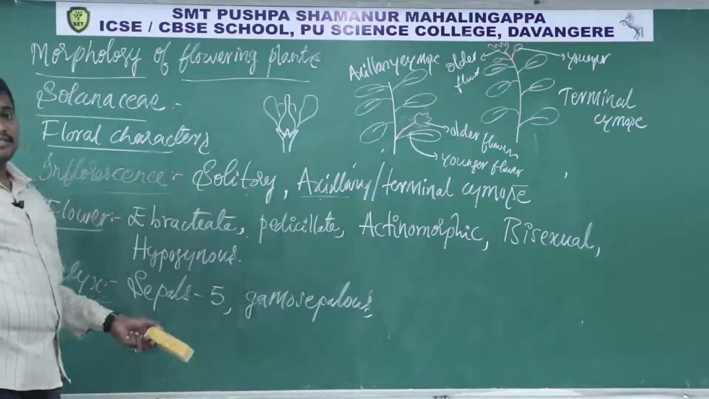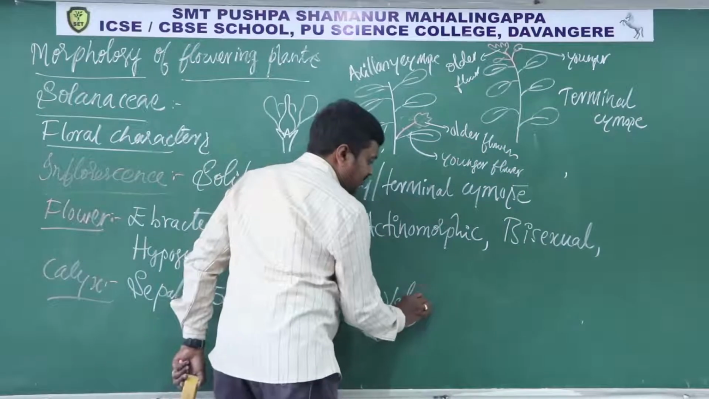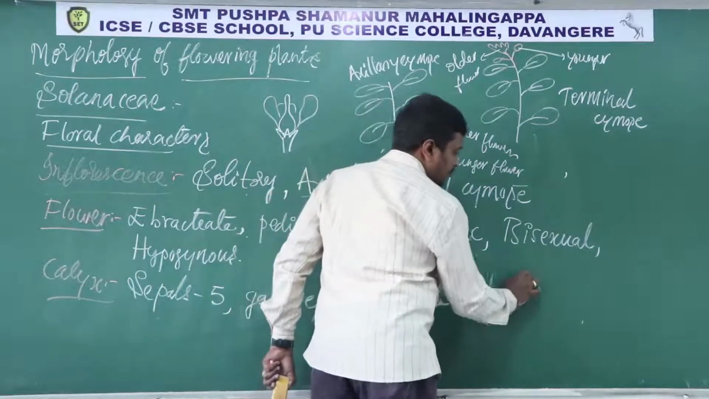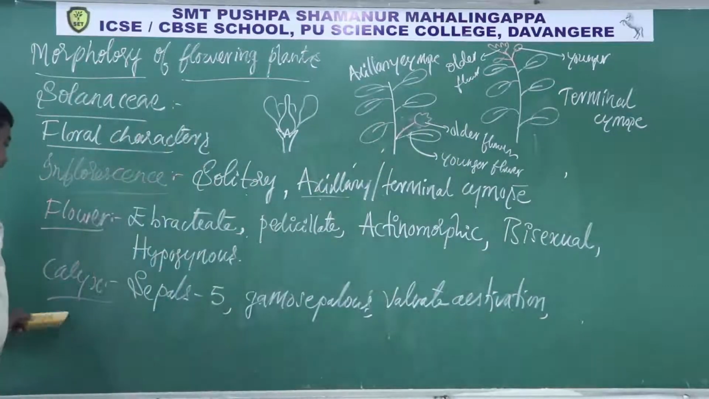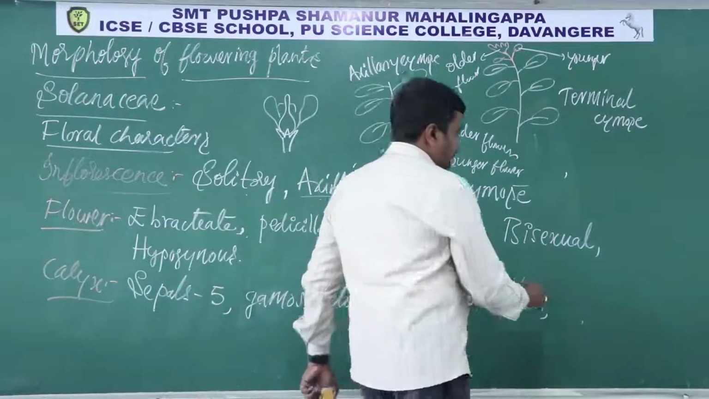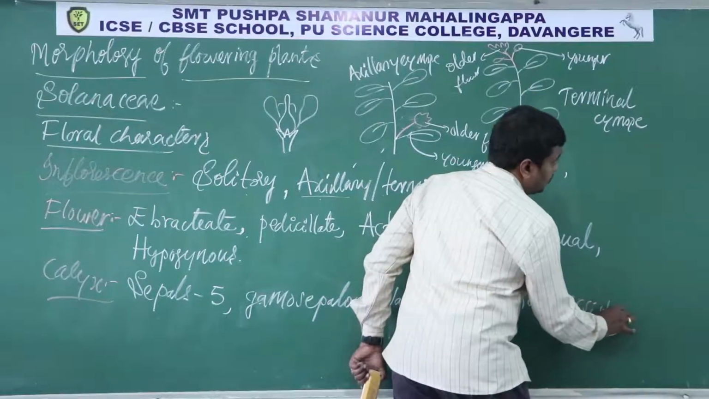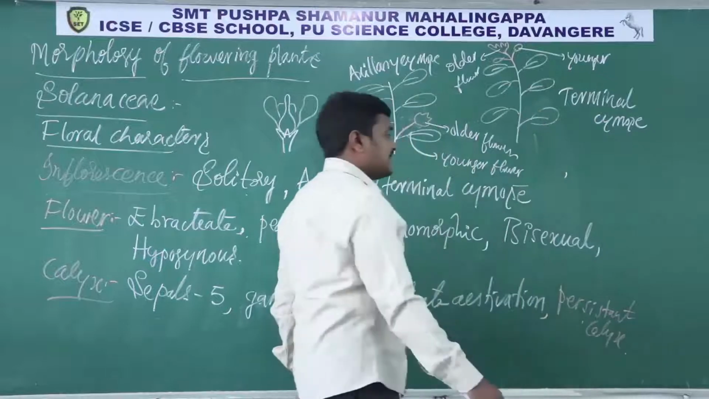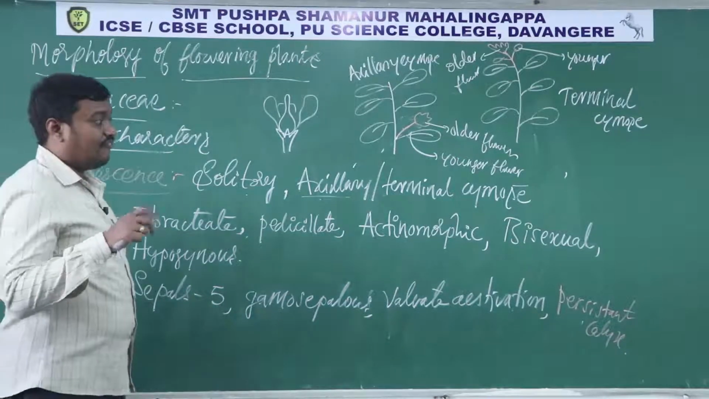Gamosepalous, that means all the sepals are united. Then estivation is valvate. Valvate estivation, and a very important character under the calyx is persistent calyx. Persistent calyx means calyx, usually after the formation of a fruit, should fall off.